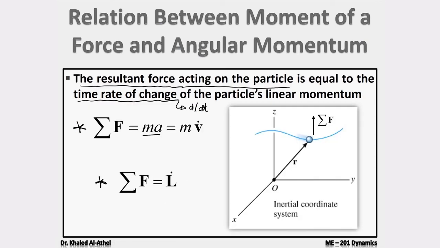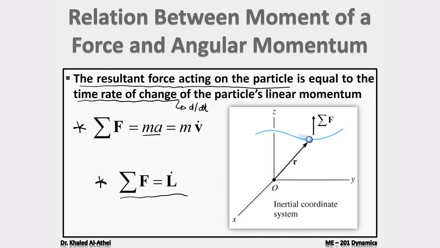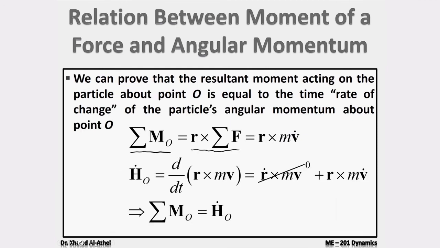So I want to prove that the same thing that I did here, I can do it for angular momentum. So let's do it. Summation of moment equals R cross summation of forces. Force times perpendicular distance R will give me moment, so I'm just adding the summation in here. So summation of moments equals R cross summation of forces. And what do we call the summation of forces? L dot. So I'm going to use this.